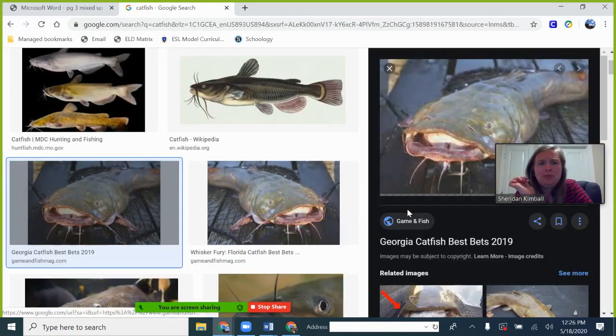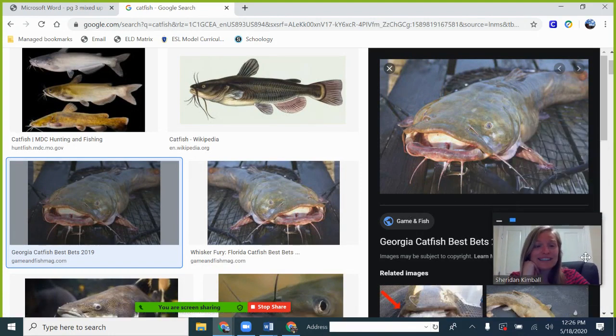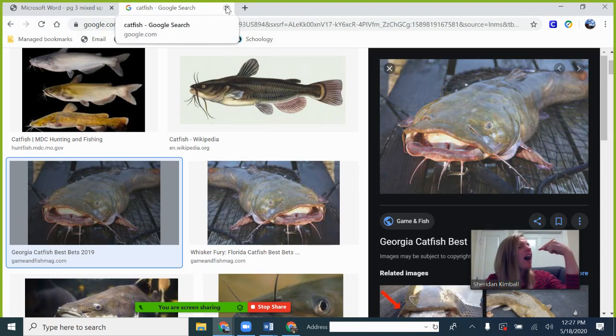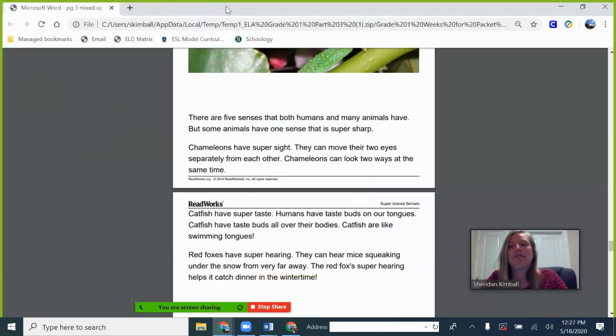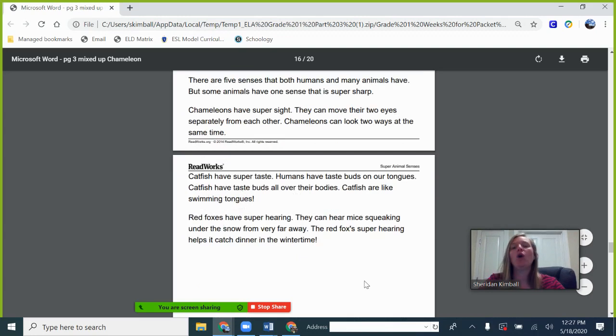This is a catfish. And what they're explaining to us is that a catfish has the taste buds on their whole body. Ooh. So that's why the author says that it's like a swimming tongue. It's like their tongue is their whole body. So silly. Ooh. Let's keep reading. I'm learning so much information.